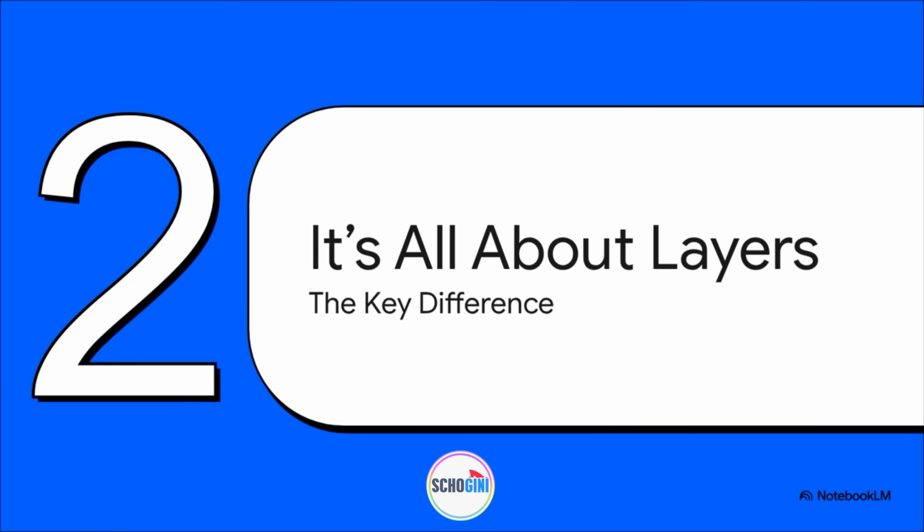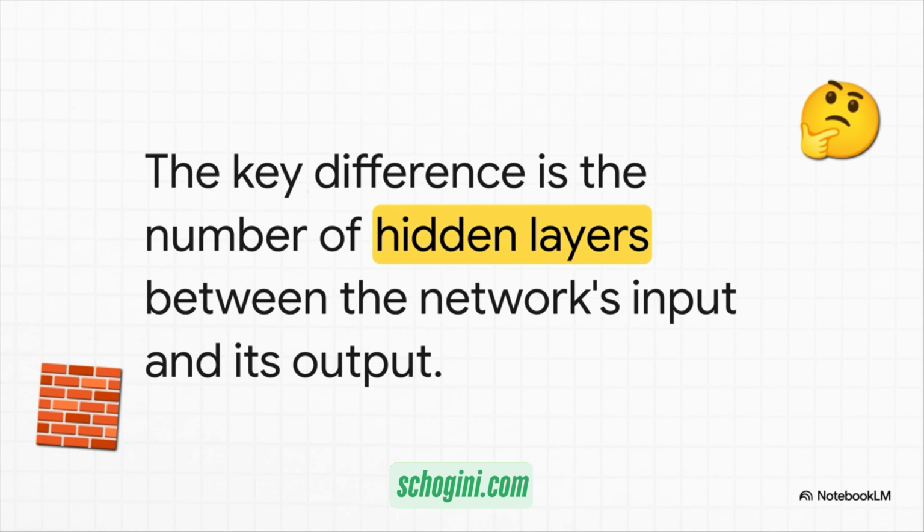So if both deep and shallow networks are inspired by the brain, what's the big deal? What's the actual difference? Well, it all boils down to one single but super important feature: layers. Yep, that's it. The whole game-changing difference is just the number of hidden layers that are sandwiched between where the data goes in and where the answer comes out. It sounds almost too simple, but trust me, this one little architectural detail changes everything.